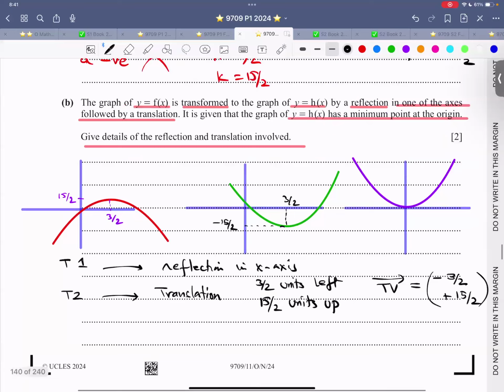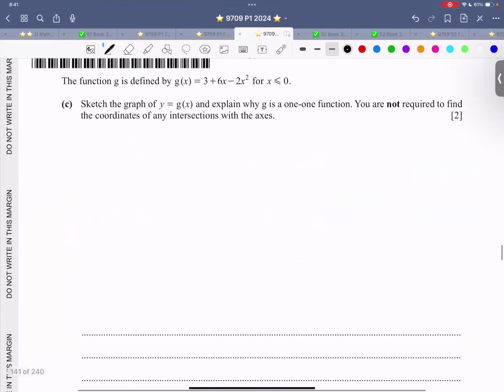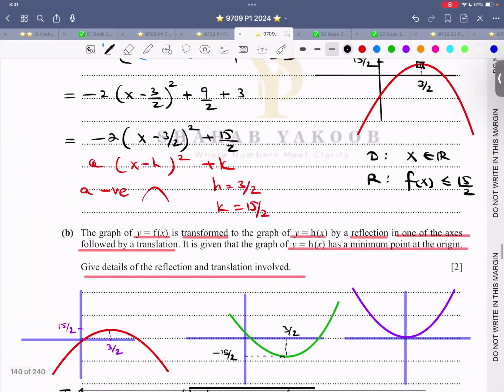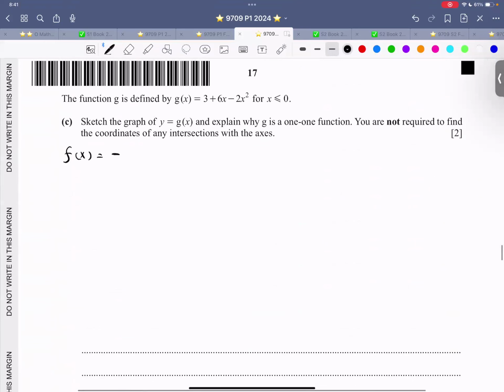A very nice question. Now it says x is less than or equal to 0. So the same function. Let me write f(x). That is minus 2 (x minus 3/2) whole squared plus 15/2. Coordinates of the turning point are (3/2, 15/2), the original one.